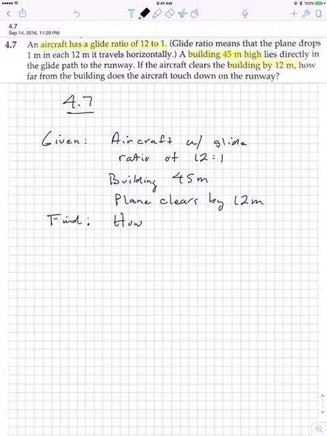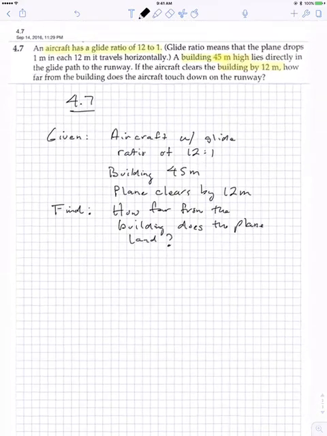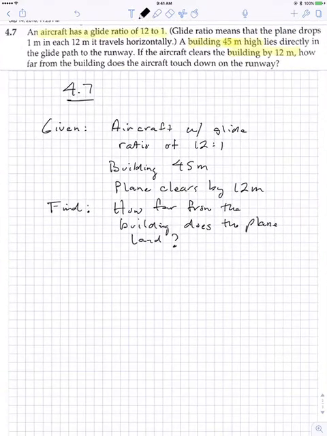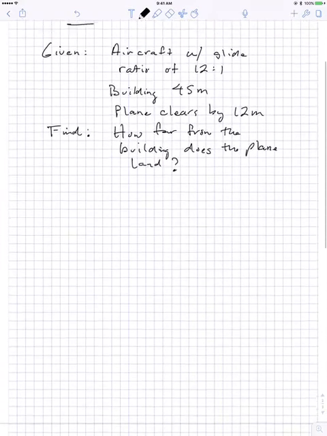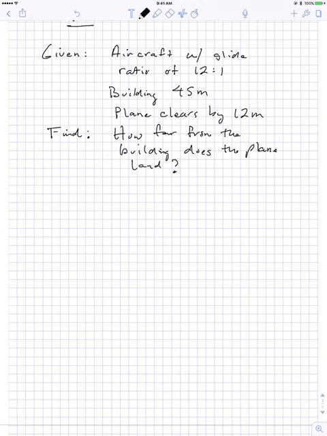how far from the building does the plane land. Okay, so that's the format I'd like you to use for the exam. All right, so what's next is you need to draw a picture of what's going on.